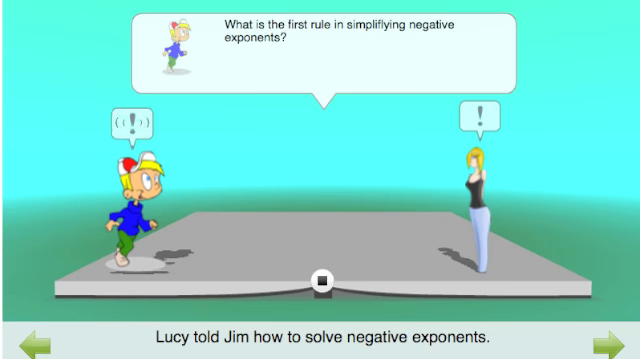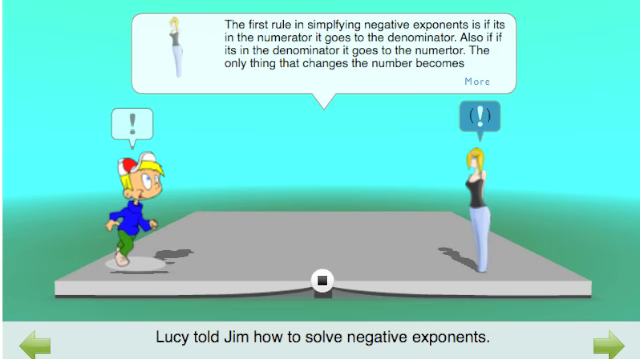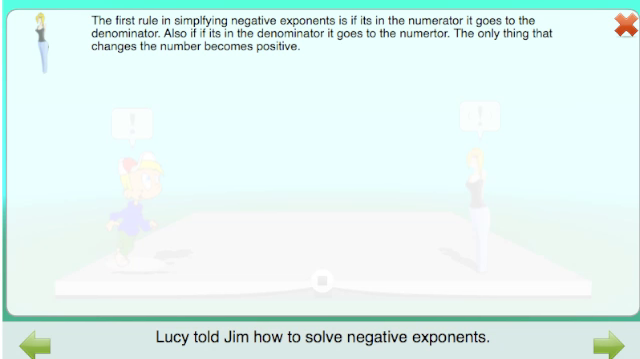What is the first rule in simplifying negative exponents? The first rule in simplifying the exponents is that if it's negative in the numerator, it goes to the denominator. If it's negative in the denominator, it goes to the numerator. The only thing that changes is that the number becomes positive.